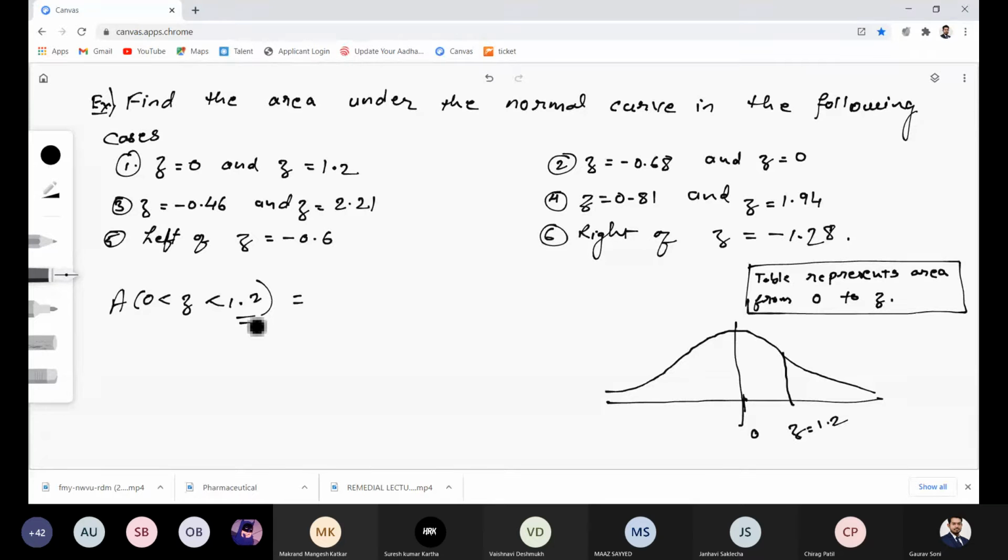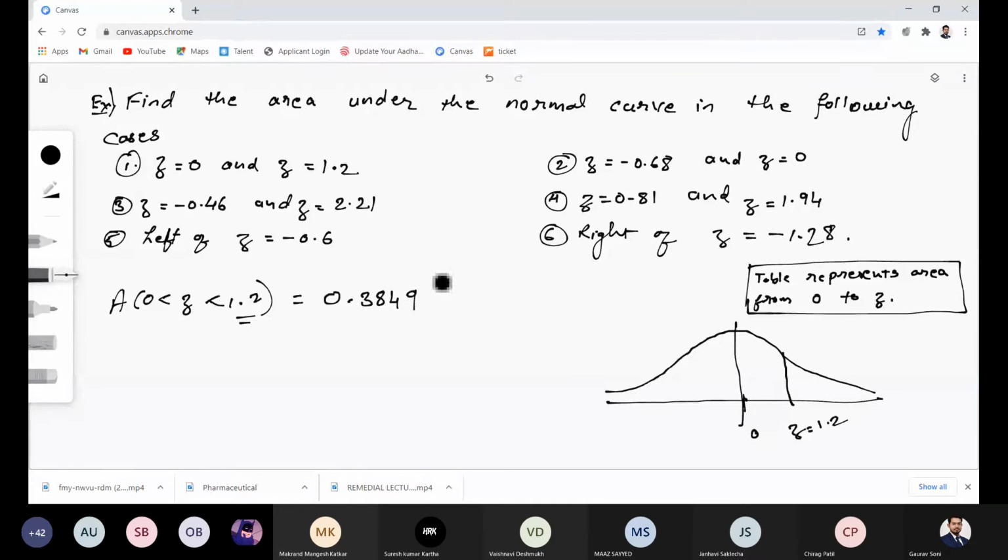So in this case, I have 1.2. You open your table. In the table, from the first column, you find out where it is 1.2. So 1.2, then 0. So 1.2.00. What is the entry? Look at 1.2 in the first column. You have the table in your group, please go through it. The answer is 0.3849.